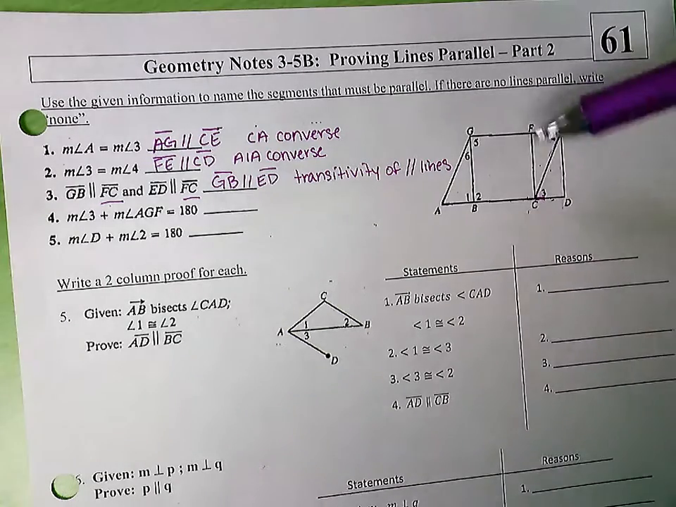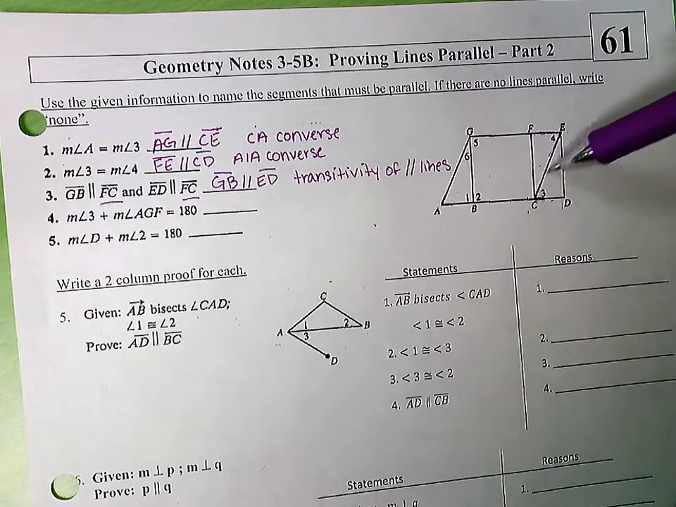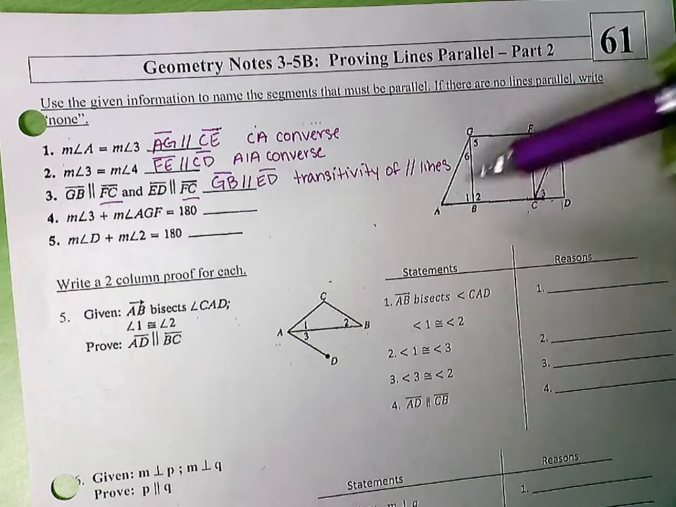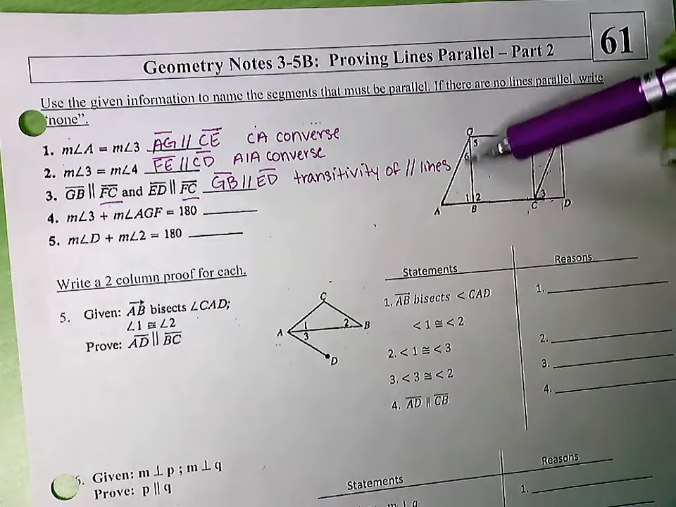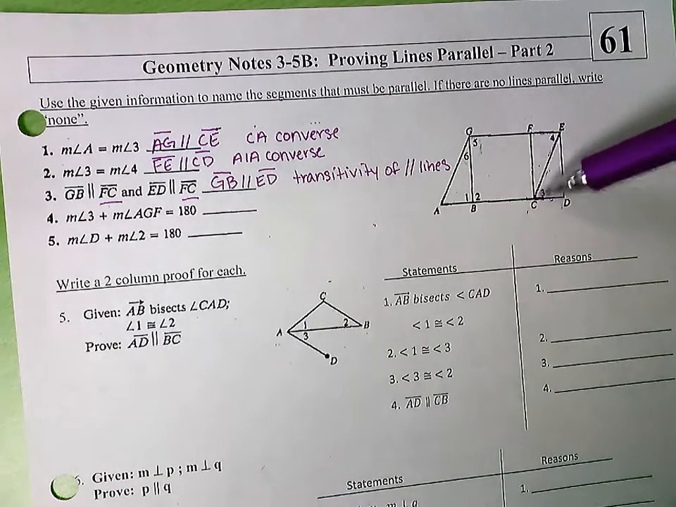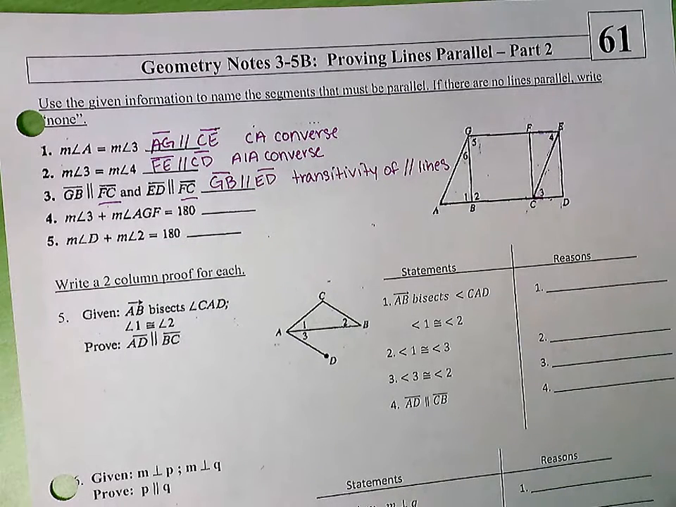Number 4, if I look at angle 3 plus angle AGF, so we're looking at this angle and this angle. That looks kind of weird, right? Can I prove any lines parallel given that information? No.